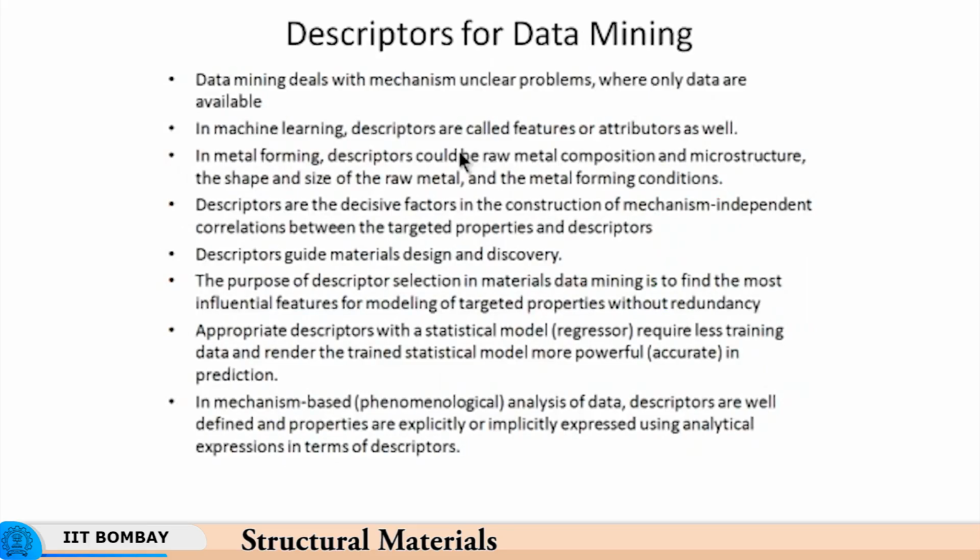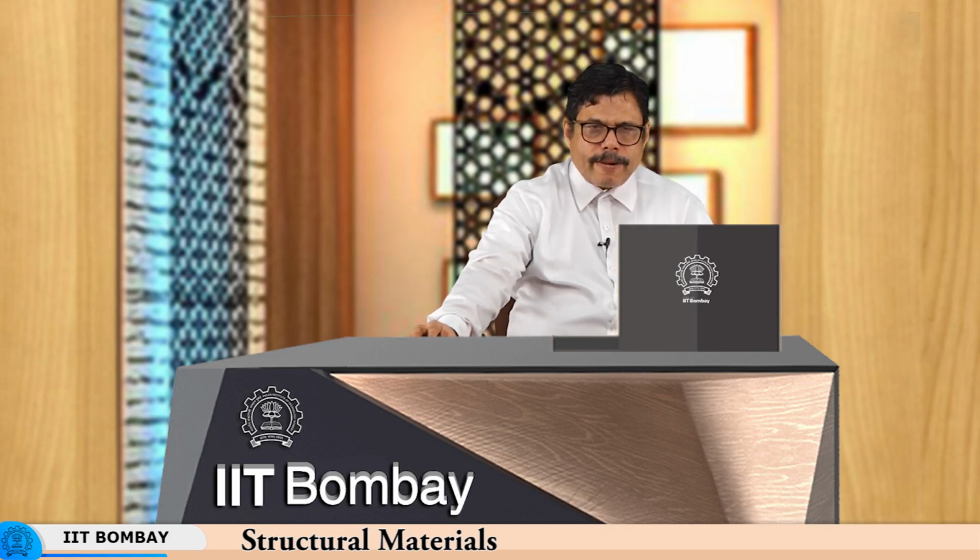So for this you need what is called a descriptor. So now I am getting into the jargon. We have already seen what a descriptor means. Basically we were talking about different parameters like chemical composition or mechanical properties, grain size, all these are called descriptors, right. So descriptors are called features or attributes as well, and in metal forming descriptors could be raw material composition, microstructure, shape, size of raw material and metal forming conditions. So it could be temperature, it could be force, it could be strain rate and so on. So descriptors are decisive factors in the construction of mechanism independent correlations between targeted properties and descriptors.